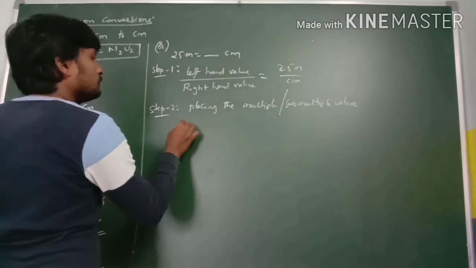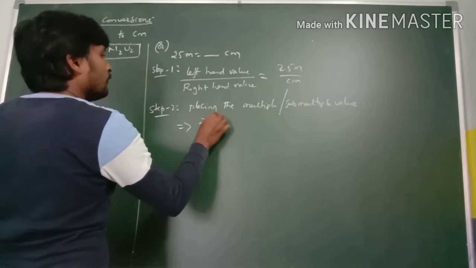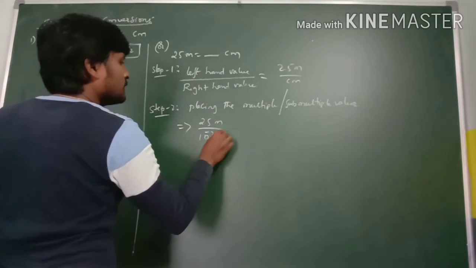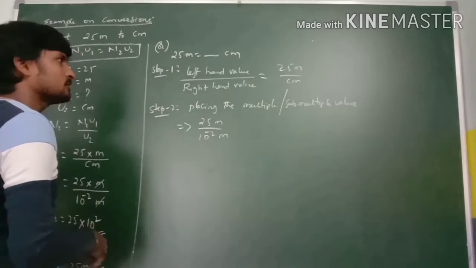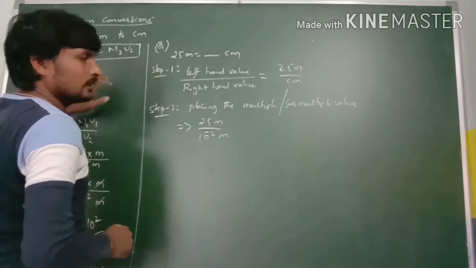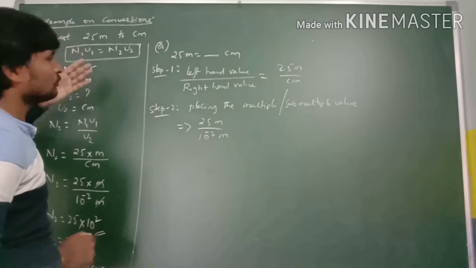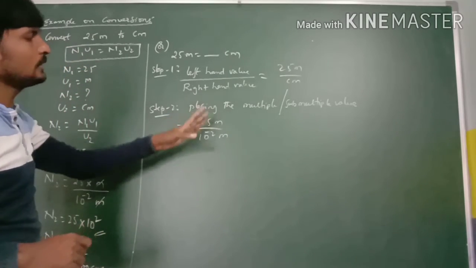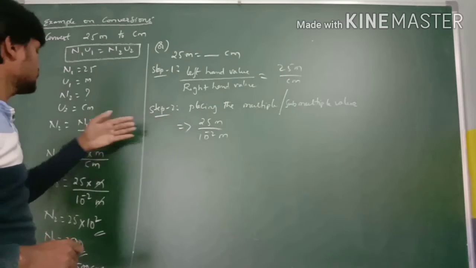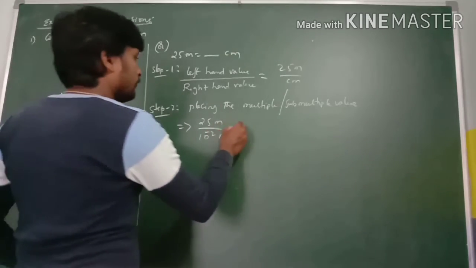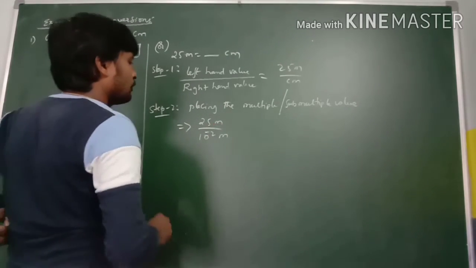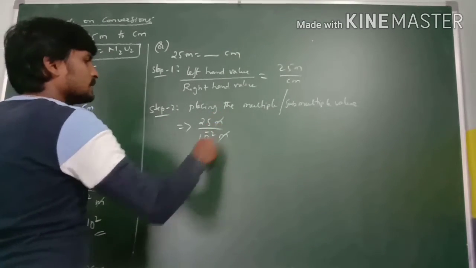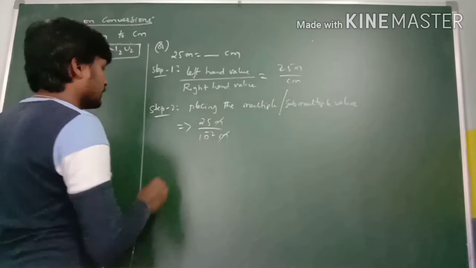Step 2. That implies 25 meters by centi. The centi value is 10 power minus 2 meter. Same process, but it's easier than this. We may not remember this n1 u1 or n2 u2. If you remember this, no problem, or else you can do it this way. From here onwards, the same process: 25 into 25 meters by 10 power minus 2 meter. Here meter gets cancelled since these two are the same terms.